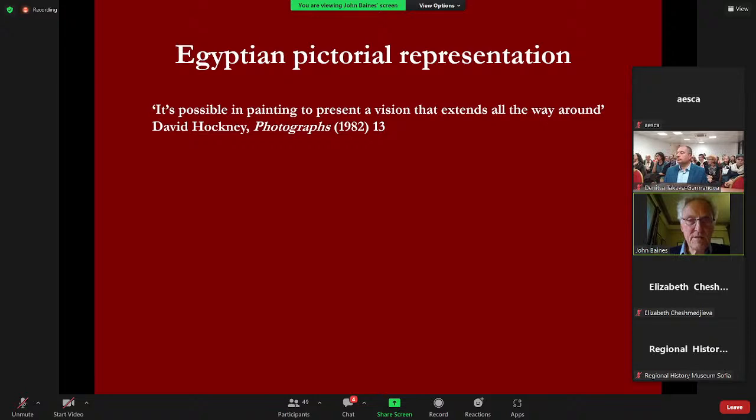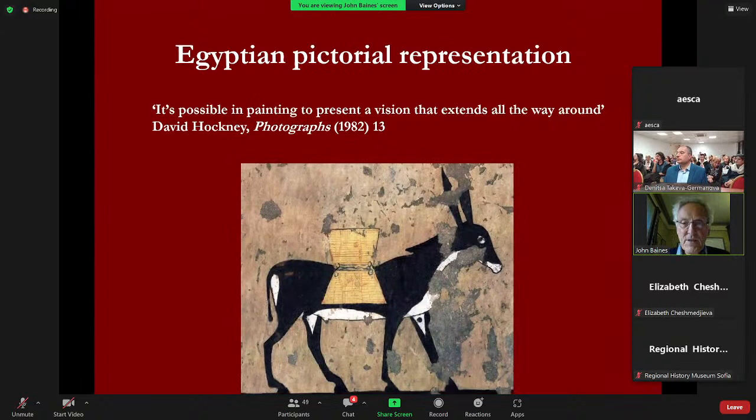And here is an example of the type of issue that people have. That donkey there, which has been reproduced quite a lot, has two baskets. Now, is one of the baskets above on the donkey's back, or is it round the back of the donkey so that we wouldn't actually see it in nature? If the second answer is correct, then that exemplifies what Hockney says. But it's possible there will be another explanation. We'll come back to that.